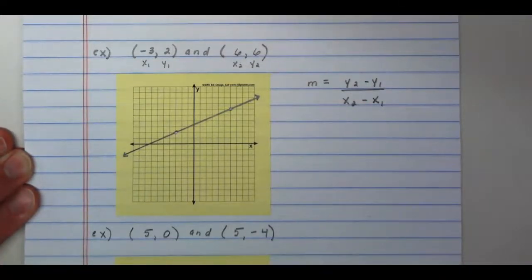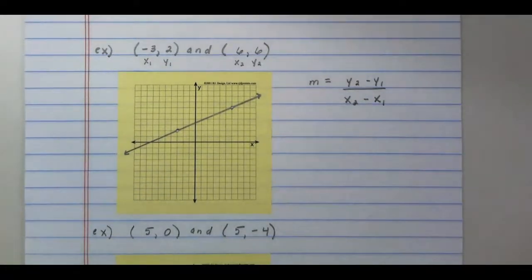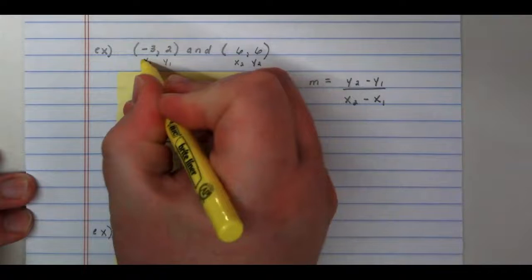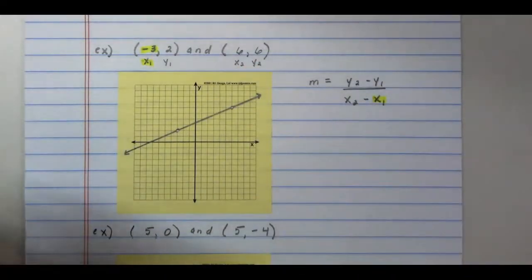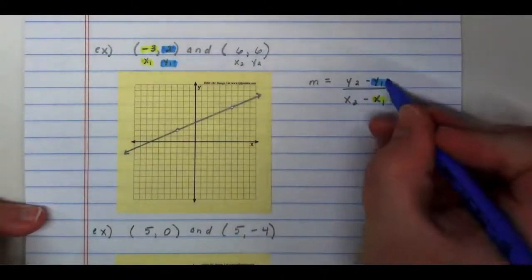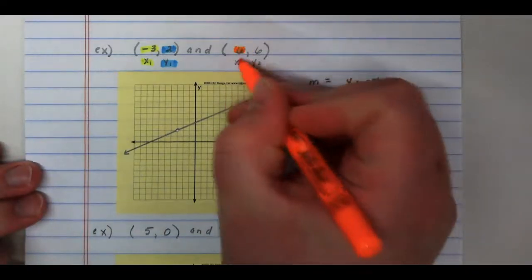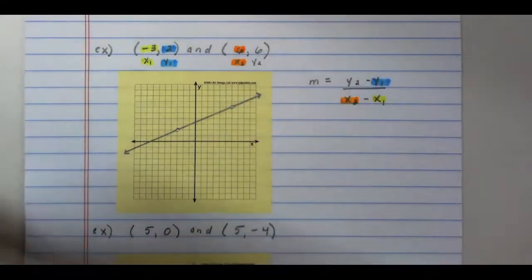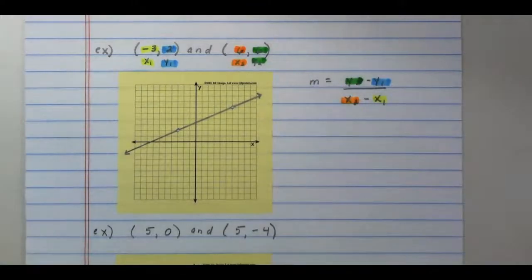Now, if you're the type of person that likes to color code, we'll go ahead and do that here. We'll say that x1 is here, y1 is here, x2 goes here, and y2 goes here. So we're going to plug those values directly into where the colors go.